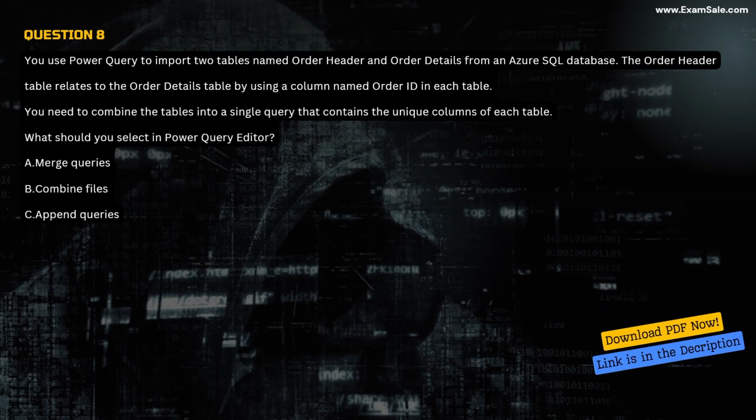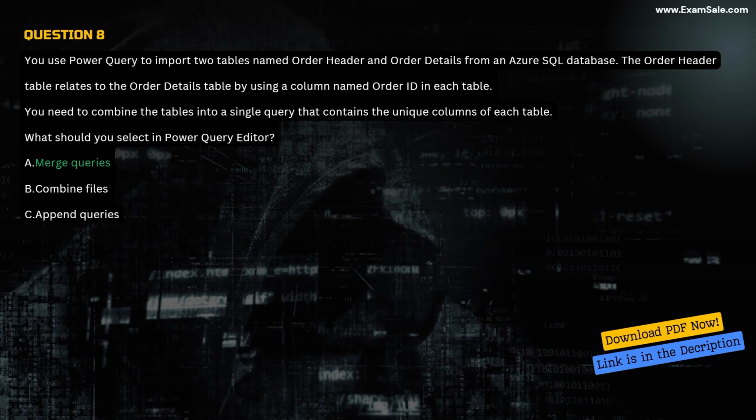Question 8. You use Power Query to import two tables named Order Header and Order Details from an Azure SQL database. The Order Header table relates to the Order Details table by using a column named Order ID in each table. You need to combine the tables into a single query that contains the unique columns of each table. What should you select in Power Query Editor? A. Merge queries. B. Combine files. C. Append queries. Correct answer A.